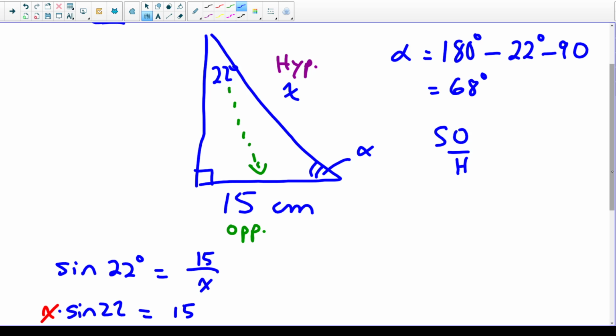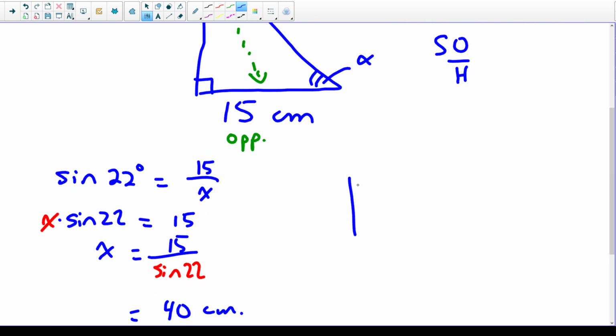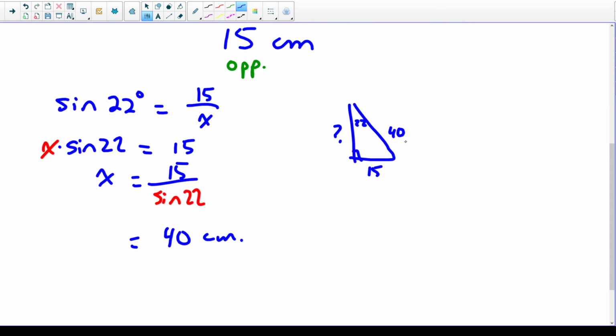So now I know, I'm just going to redraw the triangle quickly here. This is 15, this is 40, this is 22, right? We now need to find this side. Because I'm solving the triangle, I'm trying to find all the unknowns. I already found the angle. What would be the best equation to use to find the question mark?